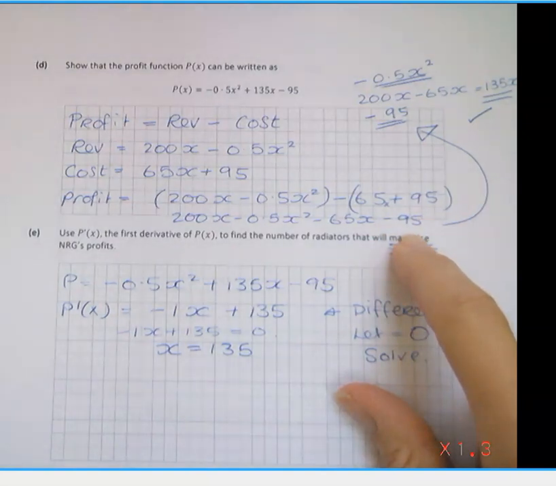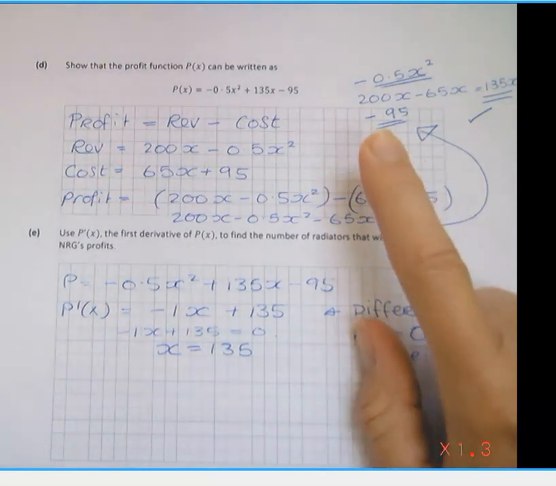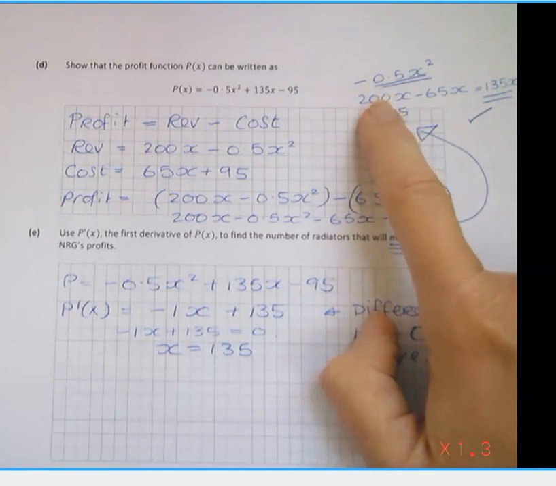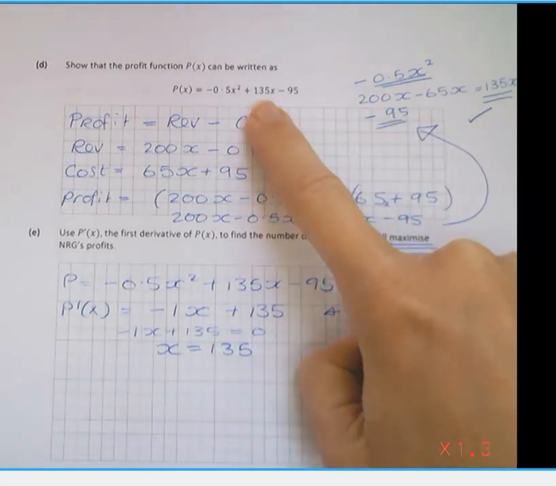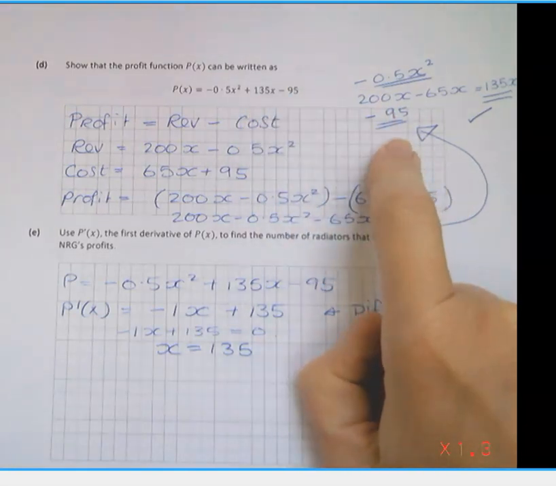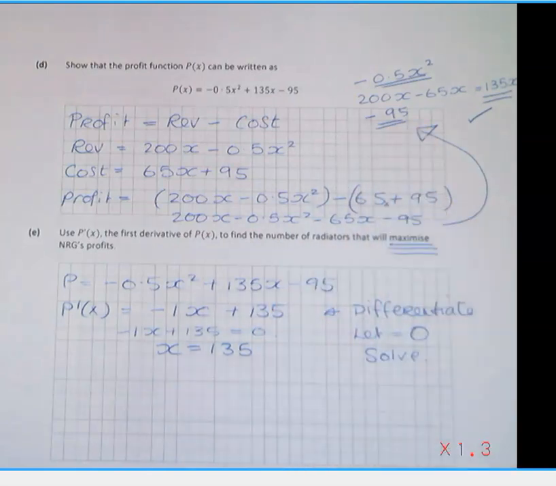Then you tidy it up. For the x squareds, we have a minus 0.5x squared. For the x's, you have a 200x minus a 65x, which gave you 135x, which is what we want. And our number was just minus 95. So that's how you show the profit function.